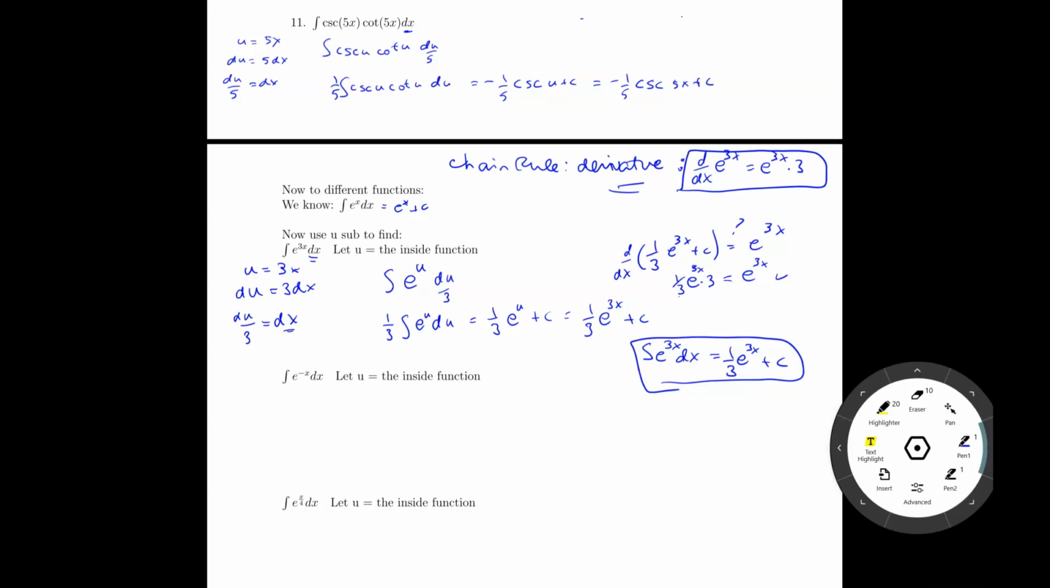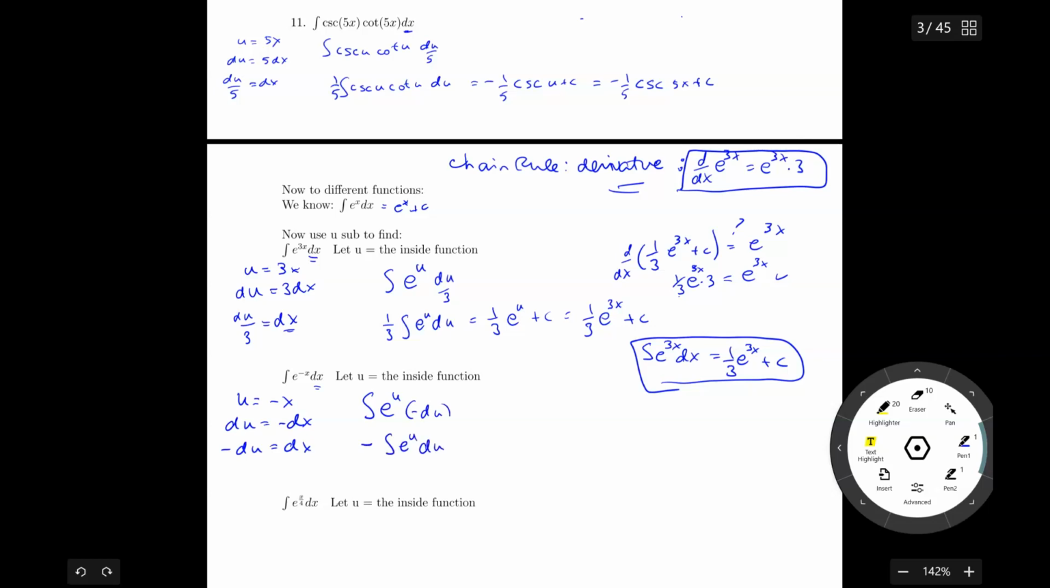Okay, so let's do some harder ones here. Here I'm going to let u equal negative x. Du will give me negative dx. So I'm going to move that negative to the other side. So I get integral of e to the u. And I want to replace dx, so that's going to be a negative du. So negative on the outside, e to the u du. And I'm taking the antiderivative. So I get e to the u plus c. So negative e to the negative x plus c.